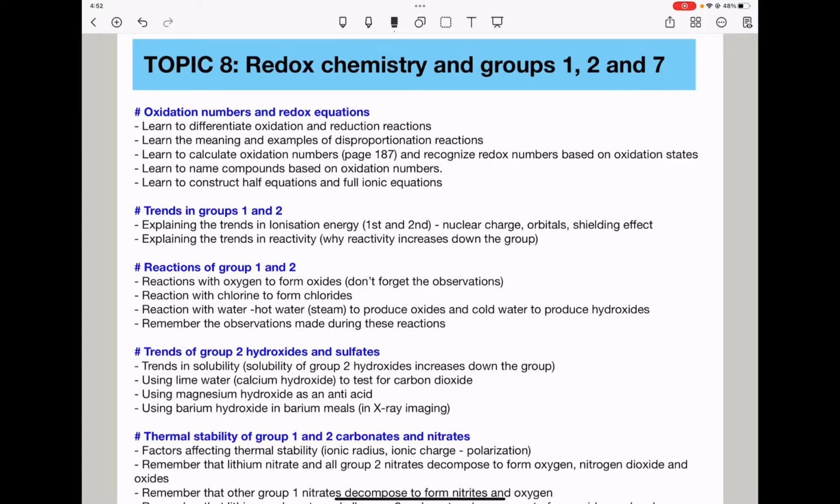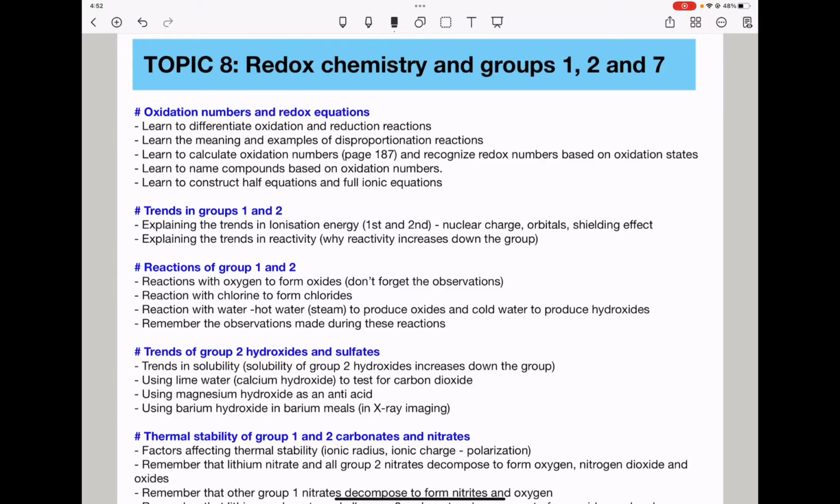They'll ask about oxidation numbers and redox equations, so you need to learn to differentiate oxidation and reduction reactions. You need to learn the meaning and examples of disproportionation reactions. Learn to calculate the oxidation numbers on page 187 and recognize redox numbers based on oxidation states. You need to learn to name compounds based on oxidation numbers, and you need to learn to construct half equations as well as full ionic equations from given information.